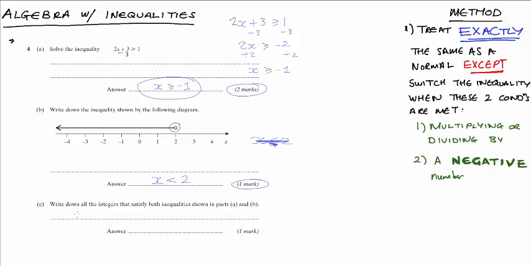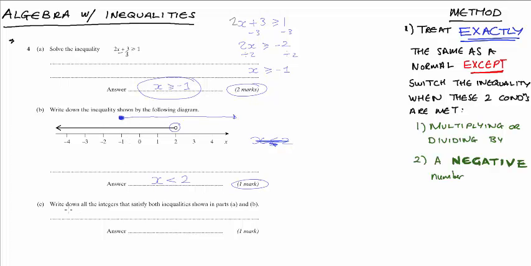And this was actually interesting. Write down all the integers that satisfy both inequalities in part A and B. So actually, what I was showing you here was useful. If we do this one now, we would color it in here, and this one would go all the way. So that's actually a good thing I showed you.